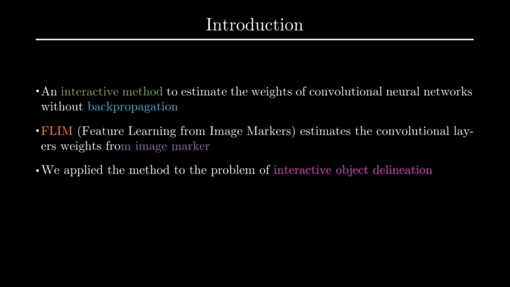To evaluate the ability of this method to produce good feature structures, we apply it to the problem of interactive object delineation. We compared feature structures learned with FLIM with feature structures from a lot more complex CNNs. Our proposal is only to evaluate the quality of the feature structures and not a new approach to the problem of interactive object delineation.